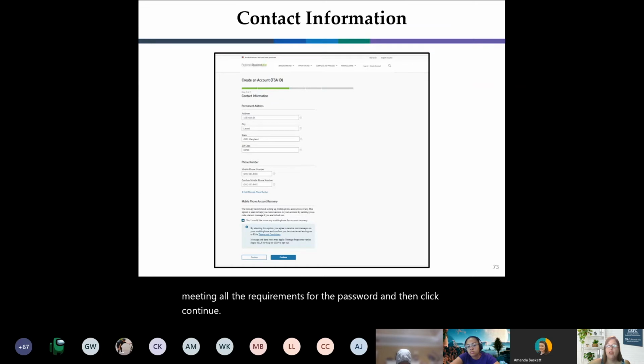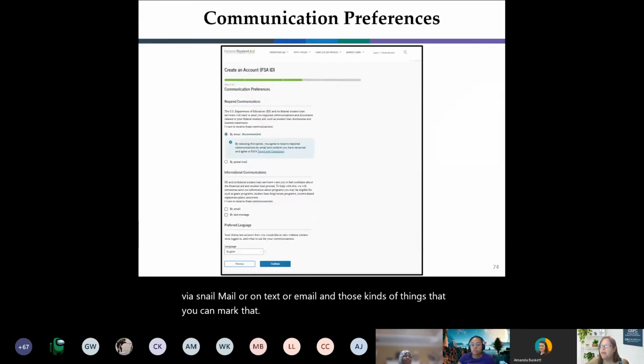Include your mailing address, and here you can choose how you want to receive your information, whether by postal mail, text, or email, and those kinds of things. So you can mark that. Here's where you mark how you want to receive your information, whether it's postal mail or email. Of course, email is always better.